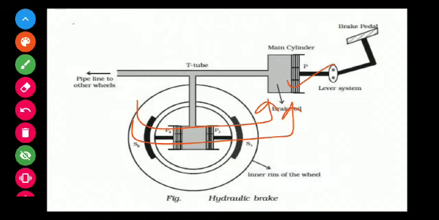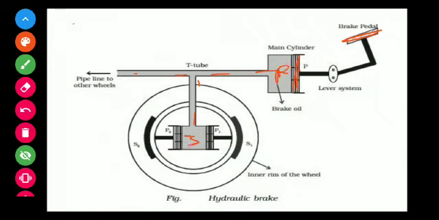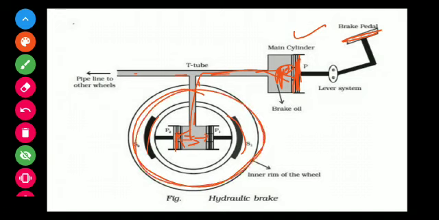Next, there is the hydraulic brake. When we apply a brake, there is a liquid, this is your liquid, and there is a pressure. When we apply a force on this area, due to this force there is a pressure at this main cylinder, and this pressure according to Pascal law is transmitted equally, and due to this pressure the shoes move outward and seize the rotation of the wheel. So this is your hydraulic brake. The hydraulic brake works on the principle of Pascal law.